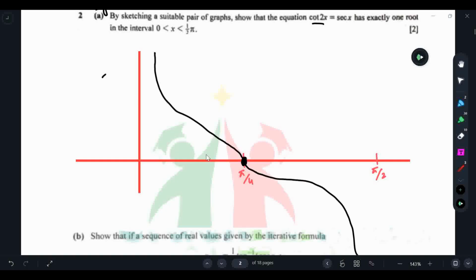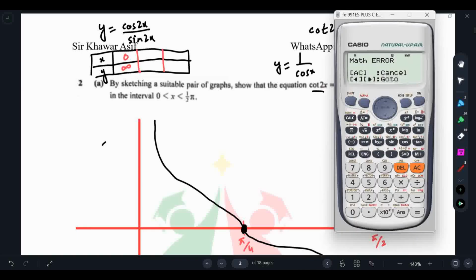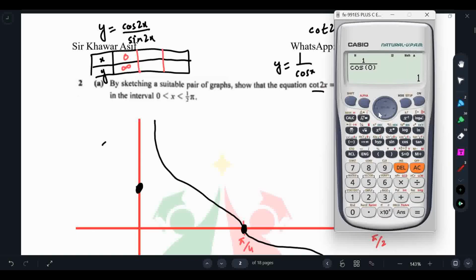Okay, now let's see the other one. Y is equals to secant of x. So we can write it as y is equals to secant of x, meaning 1 by cos of x. Now just put the values of x and we'll get the corresponding values of y, when 1 divided by cos of 0. Now we know that cos of 0 will be equals to 1. So let's say 1 is over here. So for the second graph, this will be the value.